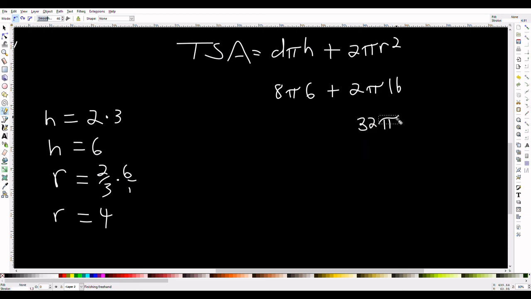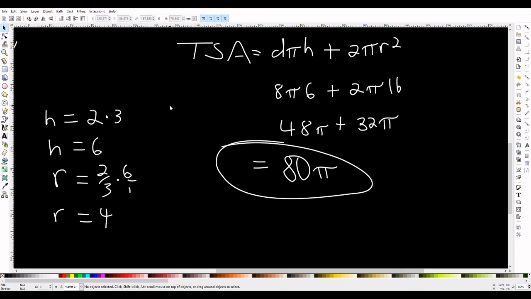32 pi on the one hand, plus 48 pi. And we have our solution. 48 plus 32, 80 pi. And that solves all of our problems for the core concepts of working with cylinders.